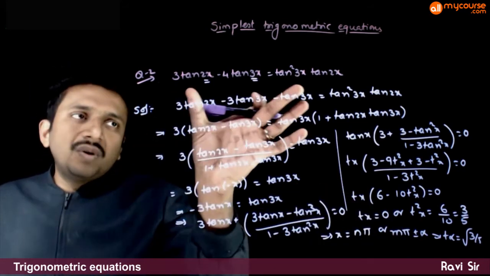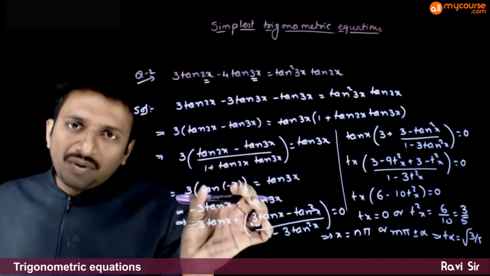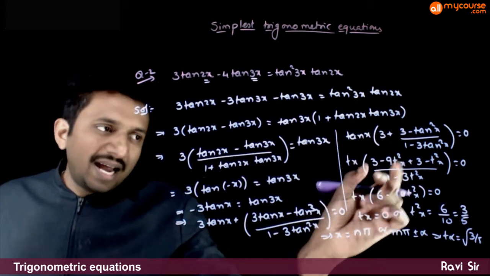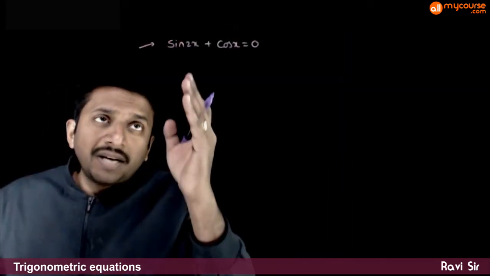So what we have done in this question is we have tried to factorize the equation and take some terms as common and form a quadratic, and I have solved the quadratic. So let us look at this question.